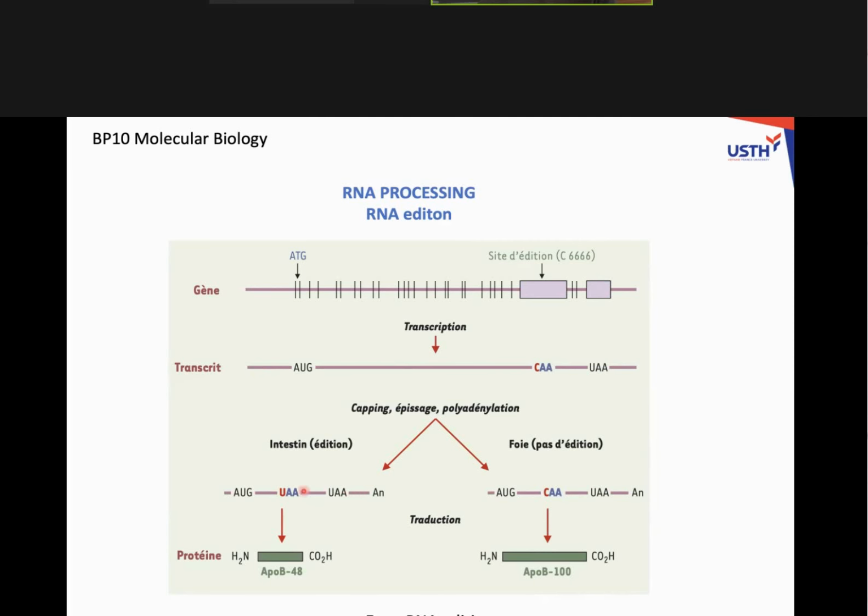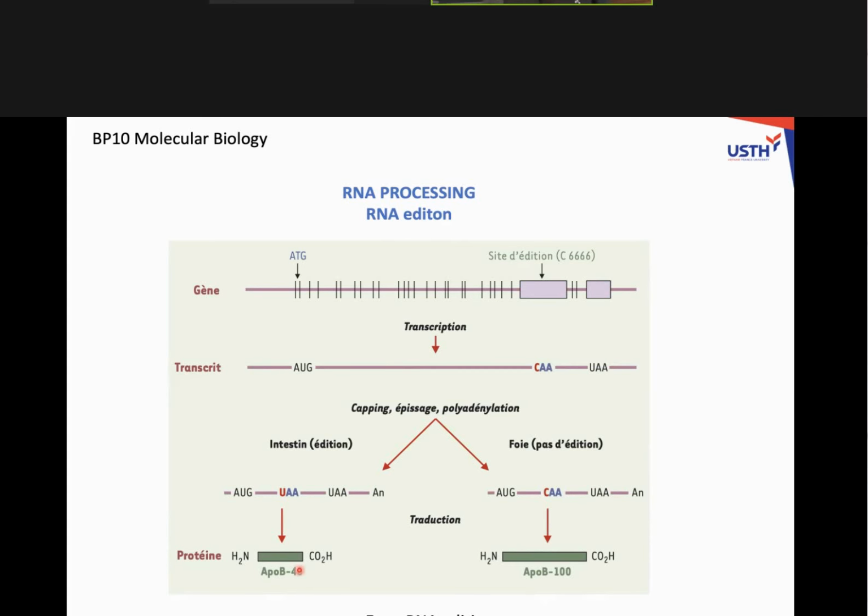is going to be translated, yes, sure, but there will be a premature translation stop, and the protein translated will be stopped before the normal stop, and the molecular weight of this protein will be only 48 kilodaltons.